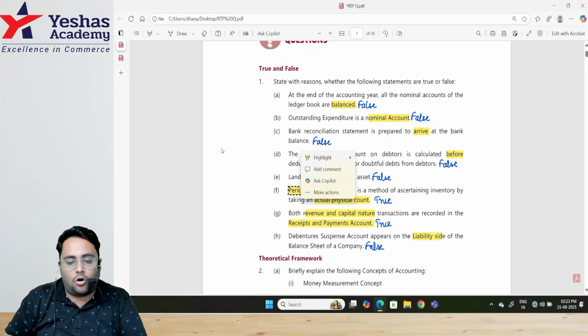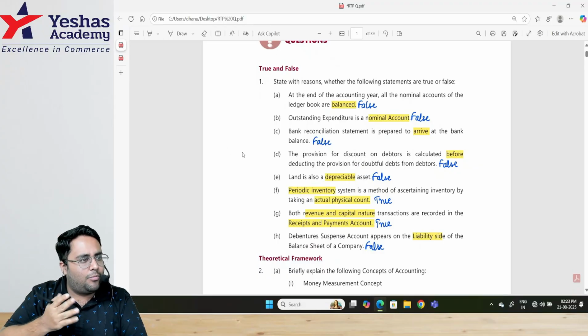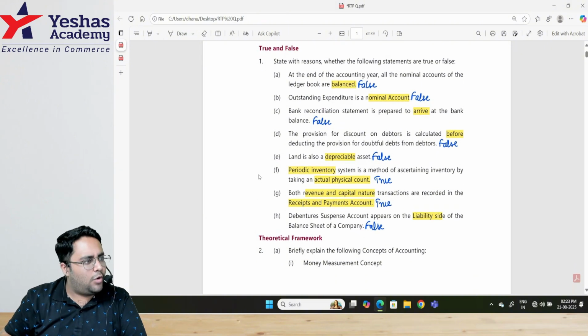How many of you got all correct? Very good. Laziness to raise hand. If it's true, you have to write a reason with an explanation.